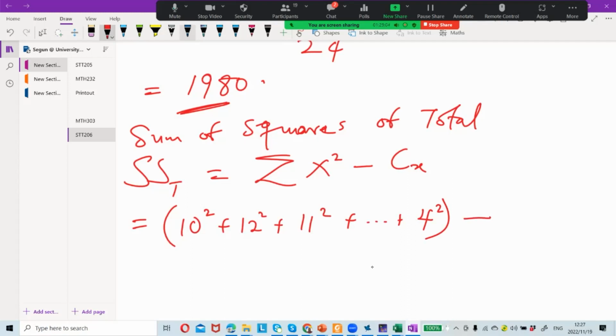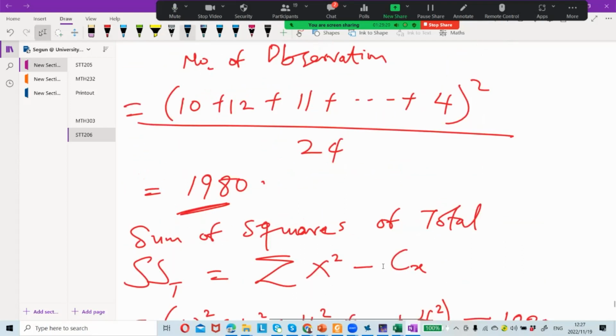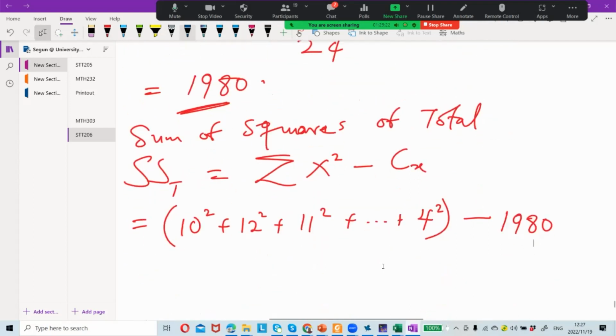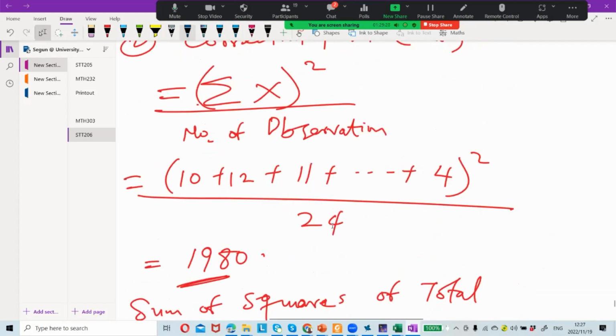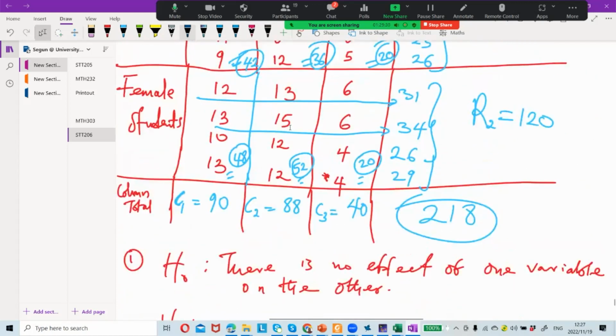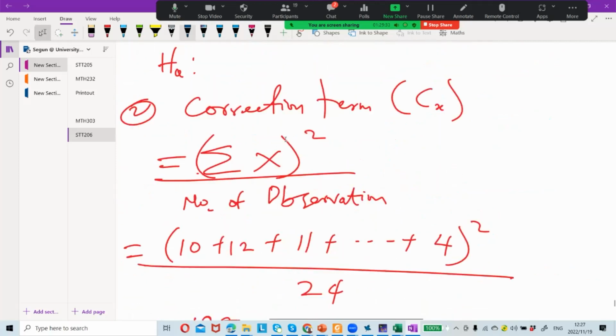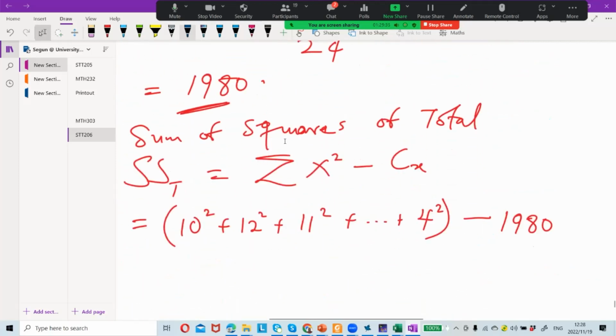minus, what is the correction term? We have it here, 9080. You understand? Minus 9080. Our X squared in this case, they are all the entire 24 that you have here. Please take note of that.